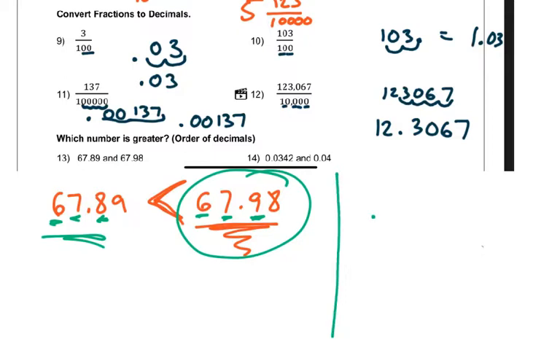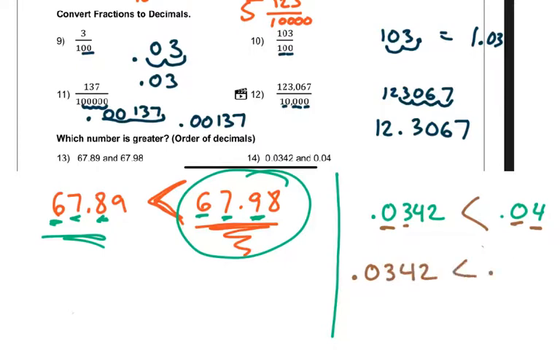So in the next one, we can incorporate the same strategy. We have 0.0342 versus 0.04. So again, we're just going to look and we see the zeros match up. Then we see 3 and we see 4, and because 4 is greater than 3, this is greater. Another way of looking at this, if that's not making intuitive sense, is if you add zeros, this is like saying 3.42, this is literally 3.42%, we'll talk about that later, and this is 4%. So keep that in mind as well.